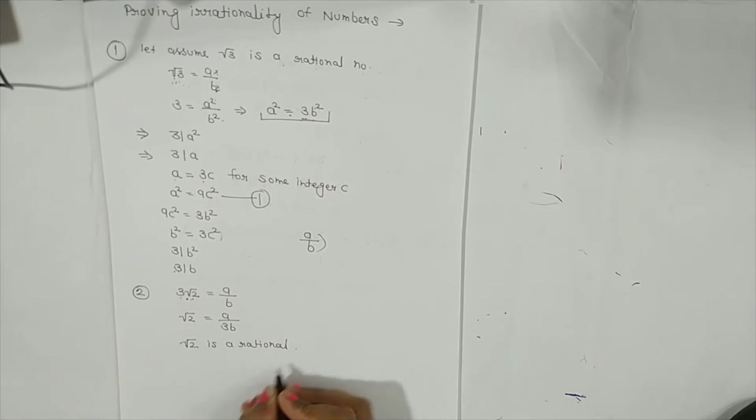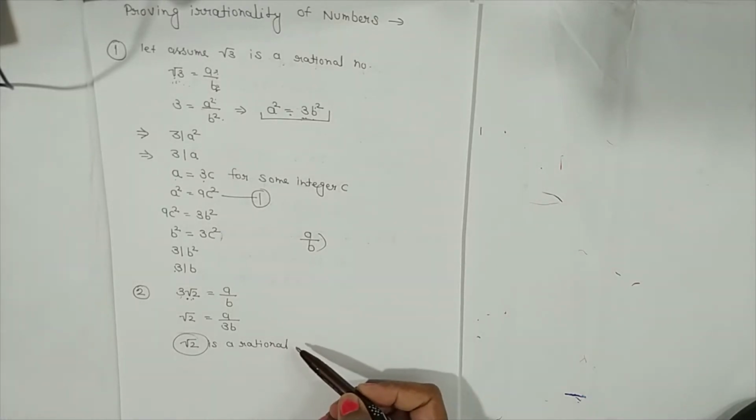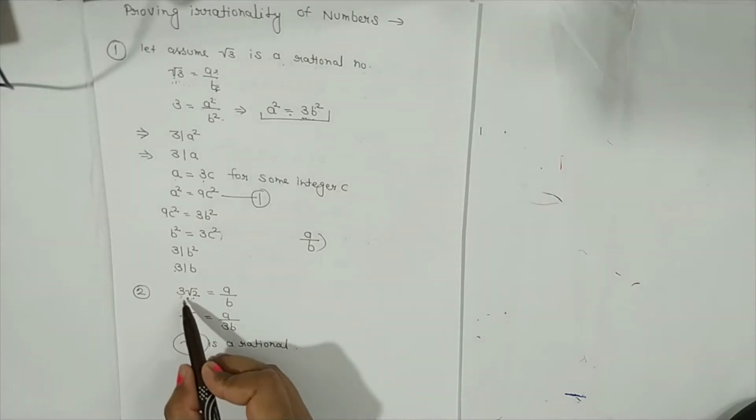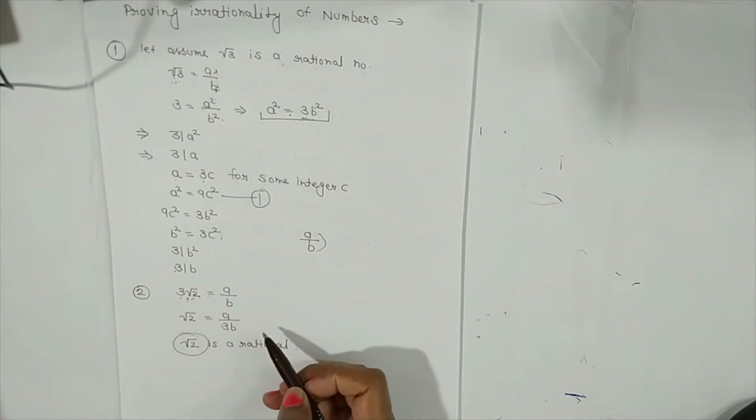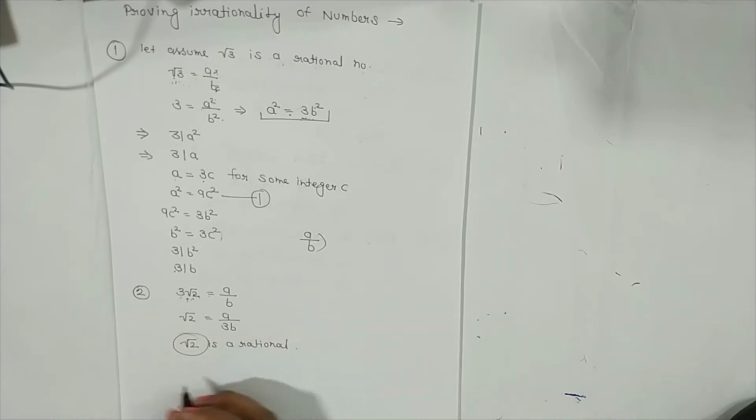But we know that root 2 is an irrational number. It means this contradicts our assumption, so our assumption is not correct. So we can say that 3 root 2 is an irrational number. Now move on to the next question.